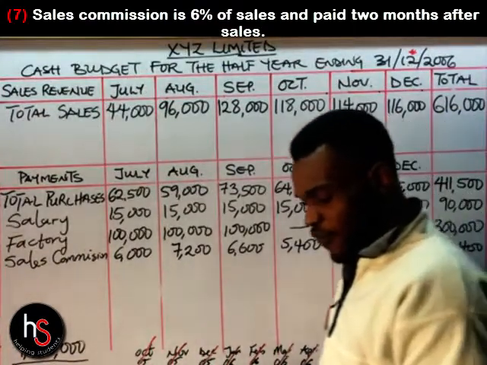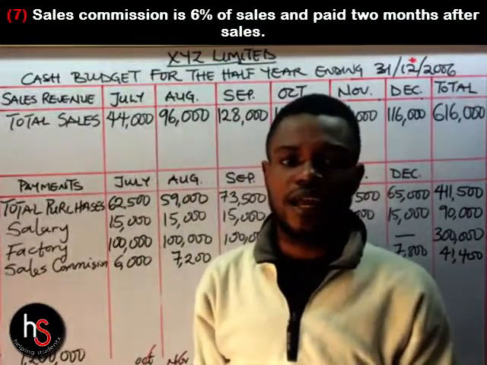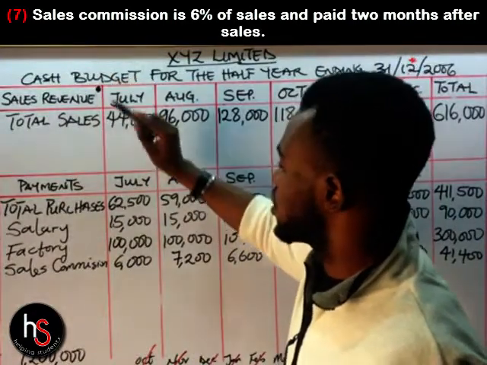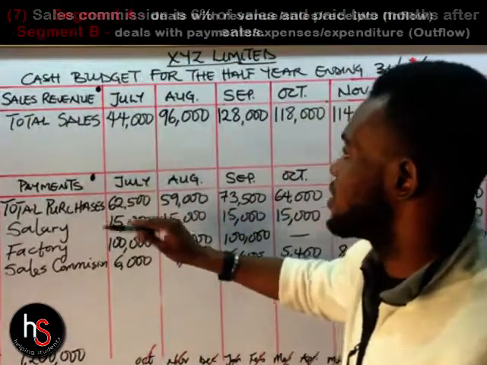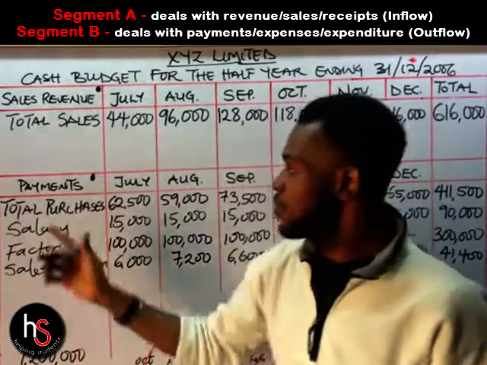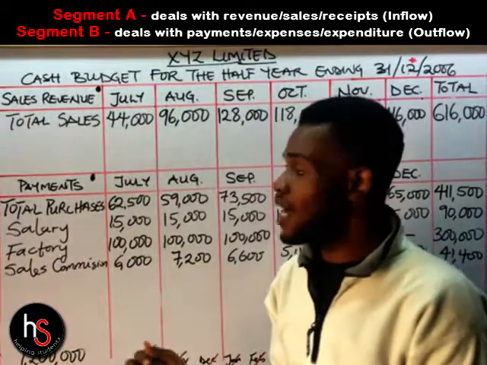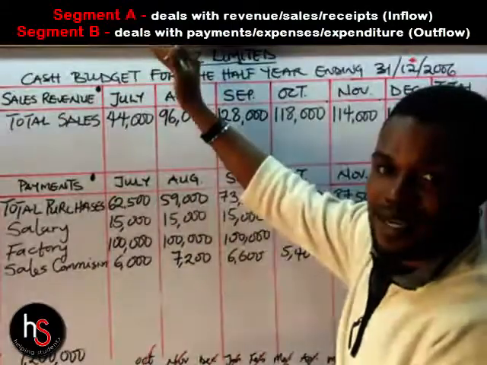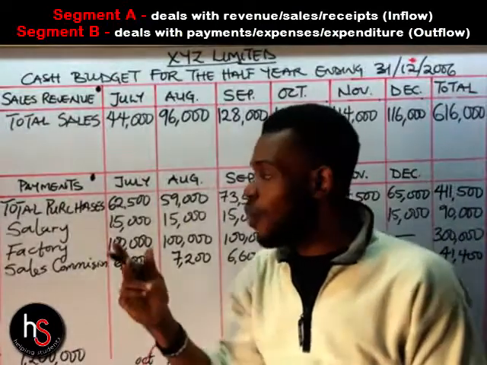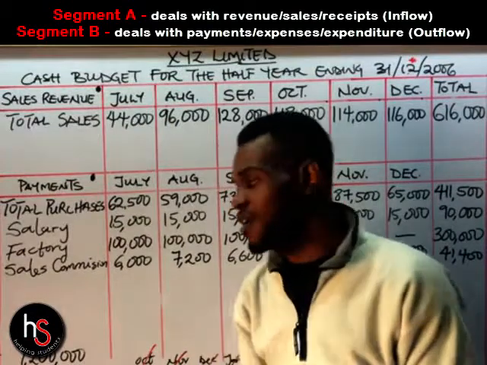Now, when we go through the question, we'll find out that this seventh one is the last thing we are told to solve. The next thing we'll consider is to get our total payments. Remember, this is the sales revenue, and this is for the payments. The sales revenue is also known as segment A of the cash budget, and this is segment B. The cash budget is divided into segment A and segment B. Segment A has to do with the inflow, the sales, while segment B has to do with the payments and the outflow, which are expenses or expenditures.